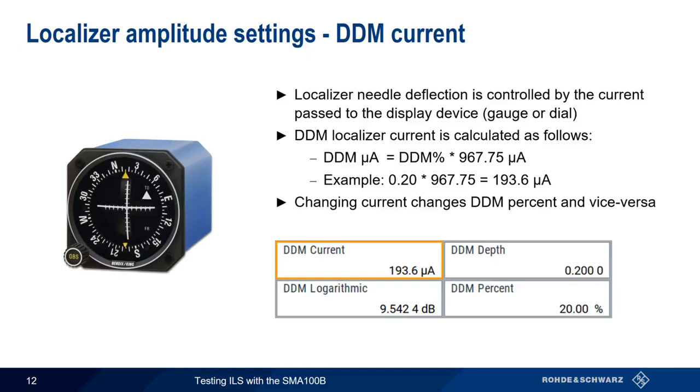If you're wondering where this conversion factor comes from, it actually corresponds to 150 microamps at a DDM of 15.5%, which is normally seen at the outer extremity of the ILS course sector. Keep in mind that DDM current is just another way of expressing or specifying the DDM created by the SMA's RF output signal. The SMA doesn't actually produce a DC current out signal.